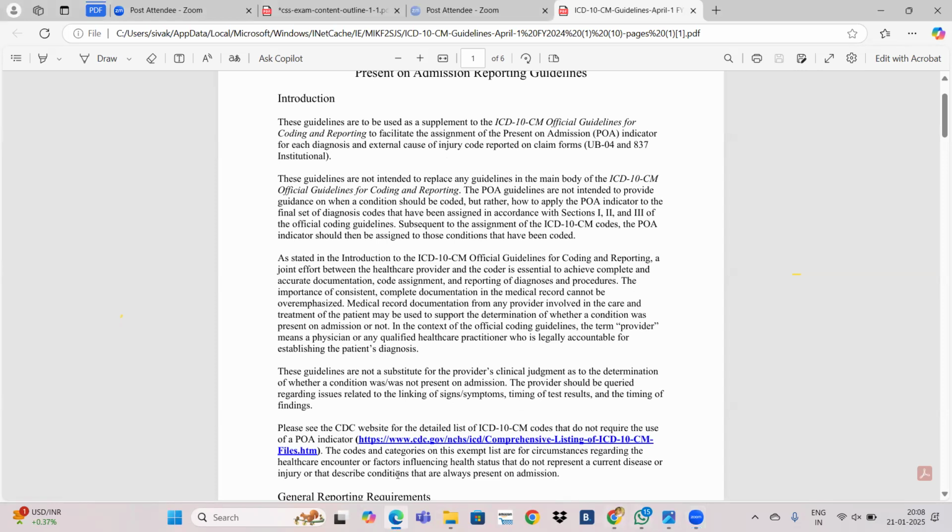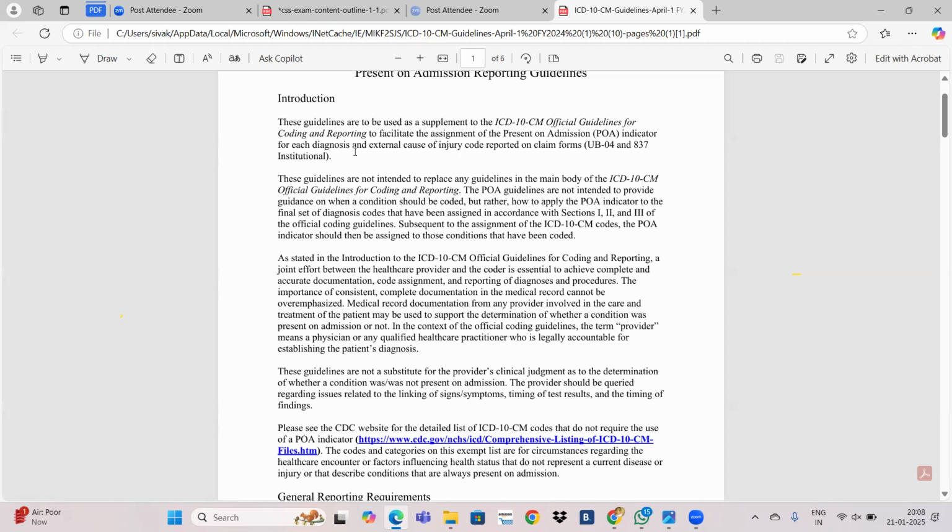These guidelines are to be used as a supplement to the ICD-10 CM official guidelines for coding and reporting, to facilitate the assignment of the present on admission indicator for each diagnosis and external cause of injury code reported on claim forms UB04 and 837 institutional. So remember this UB04 claim form for inpatient coding. This claim form we need to submit for inpatient coding.